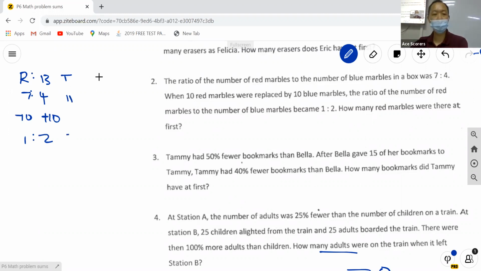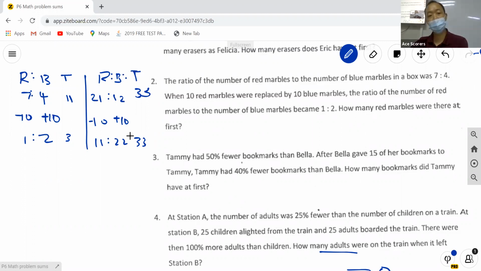So I need to make it, for red, blue, total, 33. Here 33. So times 3 throughout, 21 is to 12. Here is 33 as well, times 11, so 11 is to 22. And I can now see the difference, okay? So 12 to 22, just nice is 10. So this is also just nice 10. So how many red were there at first? So red is 21.